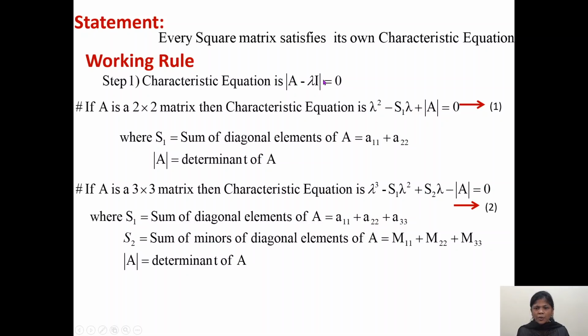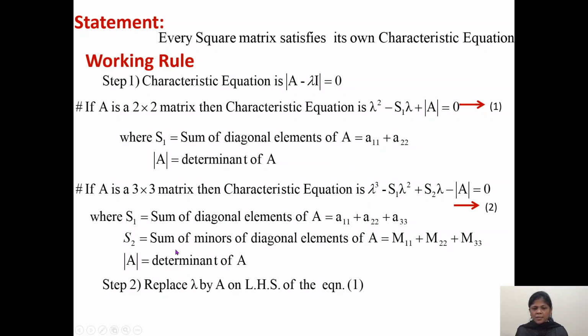Similarly, the characteristic equation can also be written as lambda cube minus S1 lambda square plus S2 lambda minus determinant of A equal to 0 in case of A as a 3 by 3 matrix, where S1 is the sum of diagonal elements of A, which is A11 plus A22 plus A33. S2 is the sum of minors of diagonal elements of A, which we write as M11 plus M22 plus M33. Like this, one can write the characteristic equation and simplify.